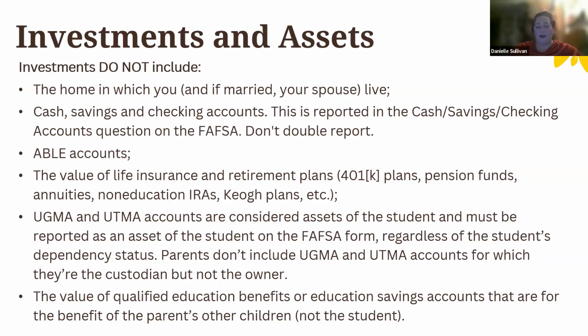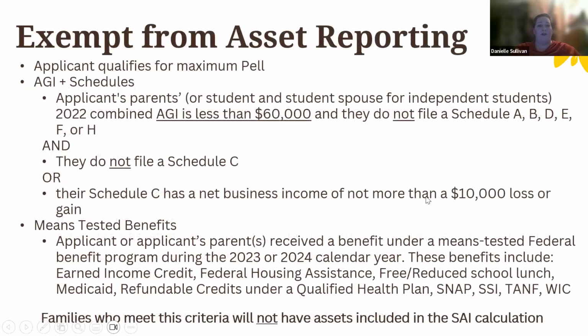And then 529 accounts, this one is a little odd. It's backwards. So this one is always reported under the parent asset, not the student asset. So that even if the student is the beneficiary of a 529 plan, that will be reported under the parent. And also, if the parent has multiple students with 529 plans, they will only report the value of that 529 for the student for whom they're completing the FAFSA. So they won't include 529s for their other children. And if grandpa or grandma own the 529, it's just not going to be reported anywhere on the FAFSA. So that question has come up.